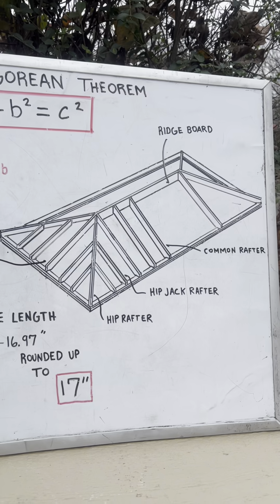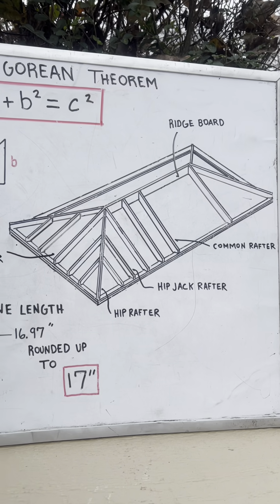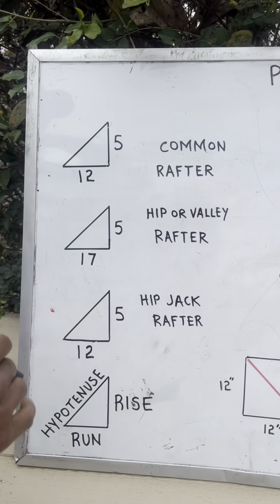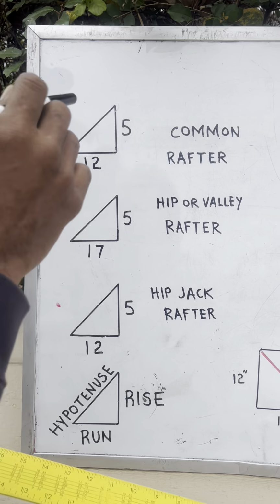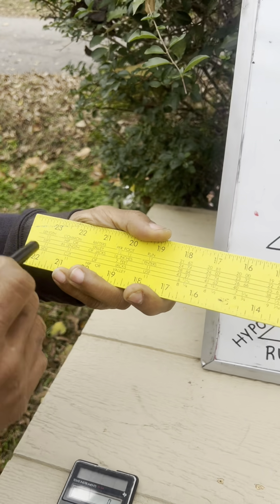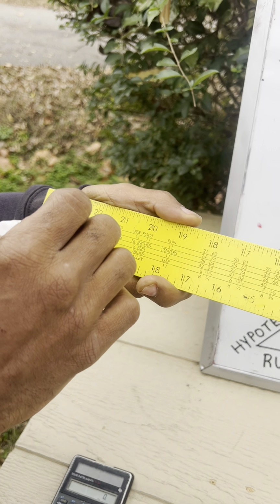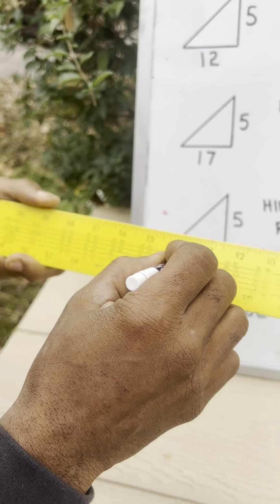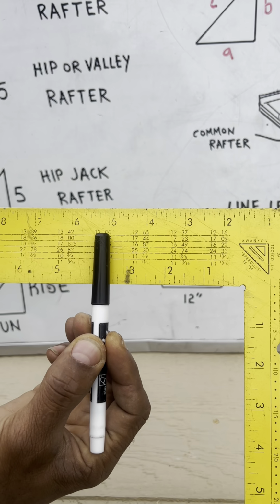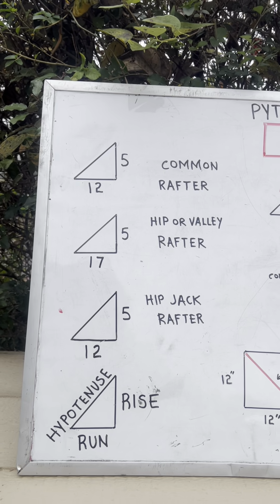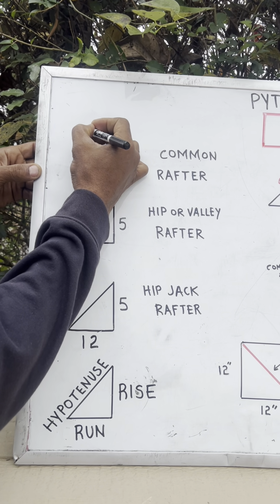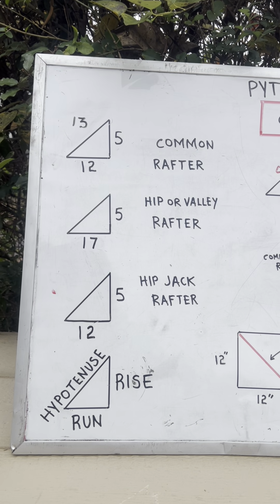I chose a 5 for the pitch of my hip roof. Let's come over here. So we need to find the line length for my common rafter. Let's look at the front of our framing square right here at our rafter table. Length of common rafter per foot of run. Let's go to 5, and it says 13. So we got 13 inches for our diagonal leg or hypotenuse.